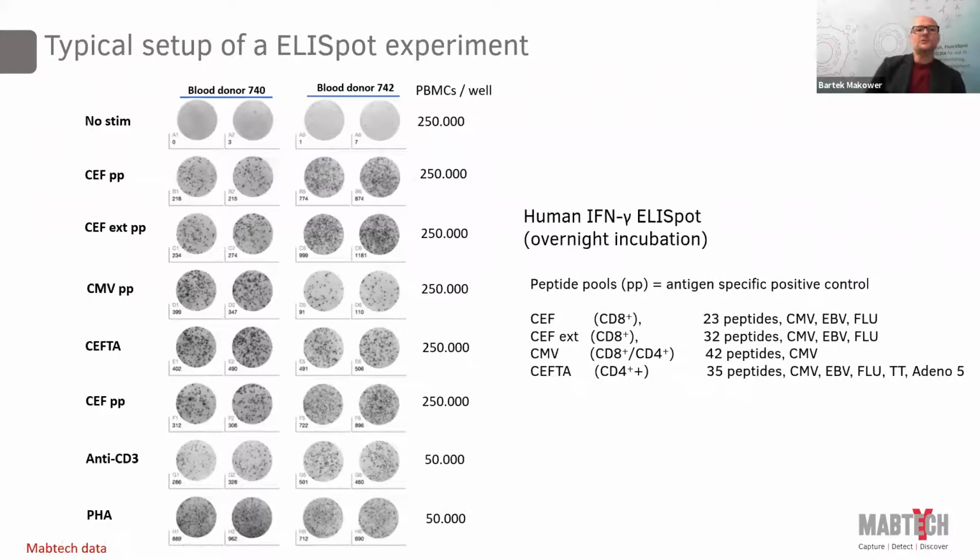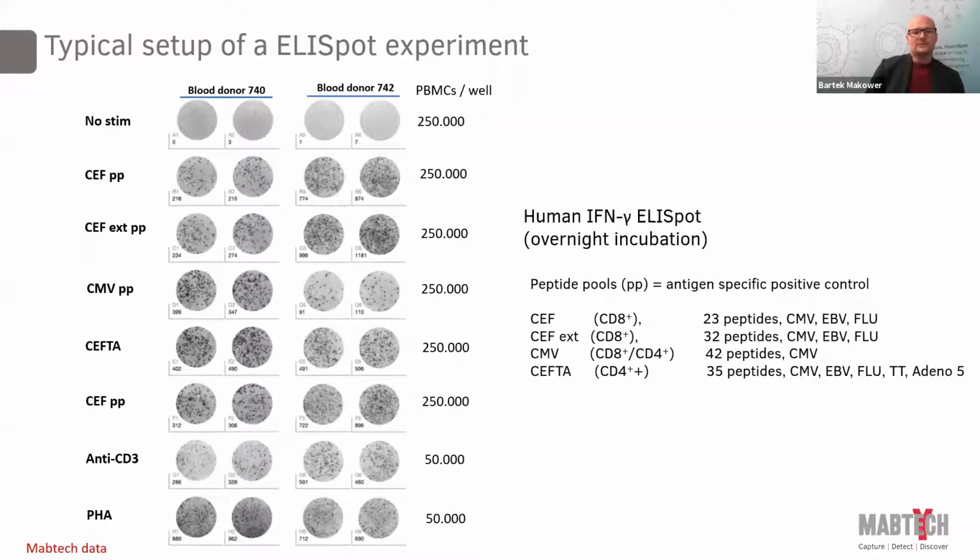This is just to show you a typical setup of an ELISpot experiment. You always need unstimulated wells with no stimuli added. That's to see the background. Here we have 2 healthy blood donors, and usually we use 250,000 peripheral blood mononuclear cells per well to look at low frequencies of antigen-specific T cells.